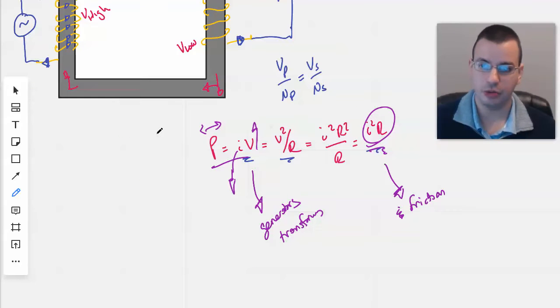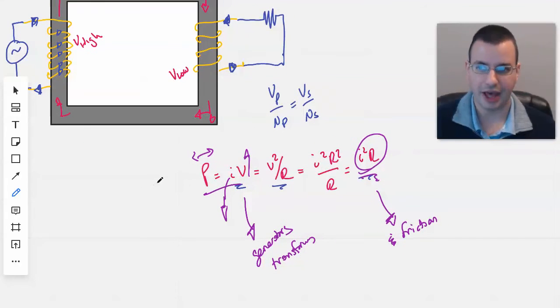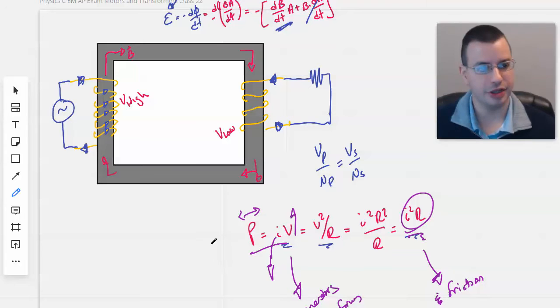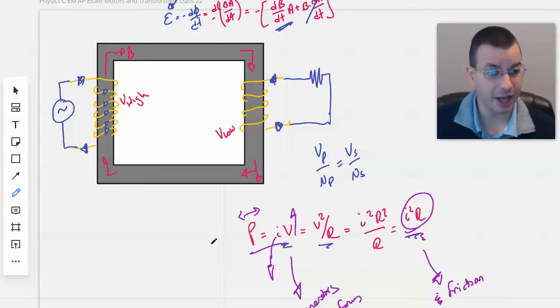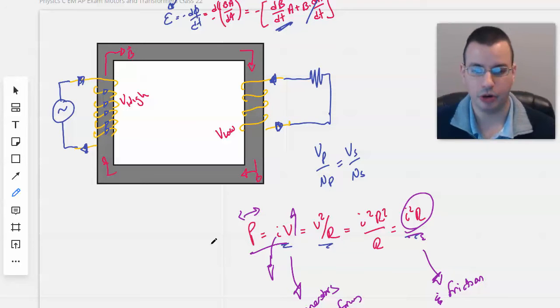And that's the biggest value you have from transformers. Allow high voltage for transport. Or you could say alternatively, low current for transport.